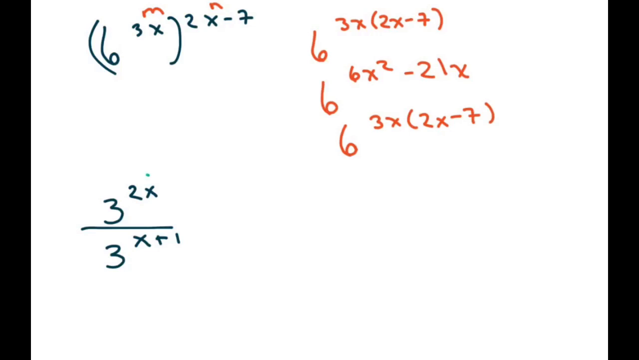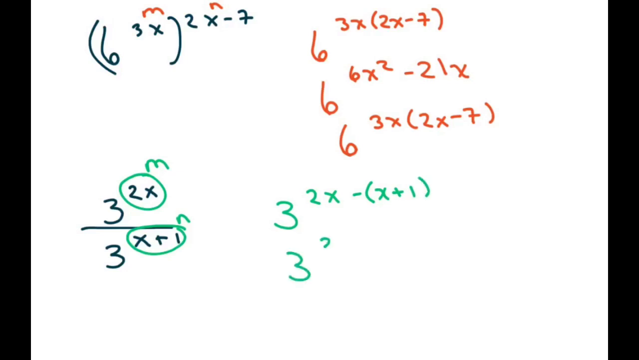This one's your quotient property again. This is your m. This is your n, so you're going to subtract. Write this as a single base. So remember, on the quotient property, you're subtracting. Don't forget to put parentheses here, so you can distribute the negative. So that's minus x minus 1. So that's going to be 3 to the x minus 1.